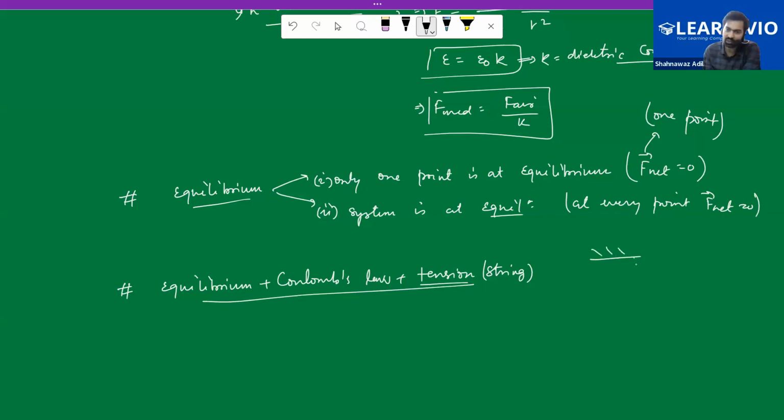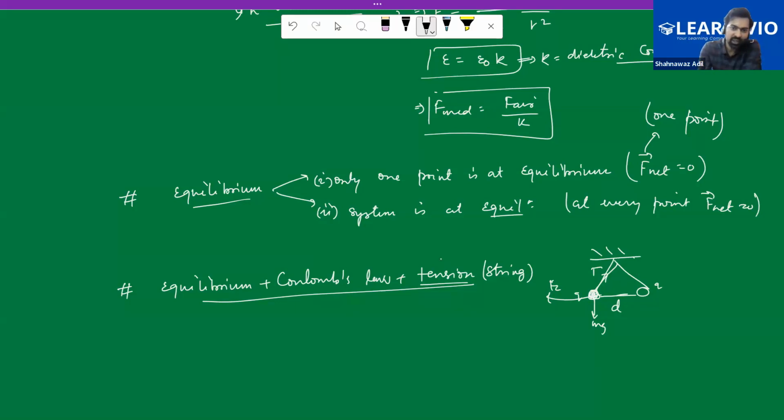We have done this kind of question where we have this string, and two charges are separated by some distance d. And then we want to find out what is the equilibrium condition for this charge, let's say Q. And there would be tension in this direction, there would be mg, and then there would be Coulomb force. So we have done these kinds of questions.